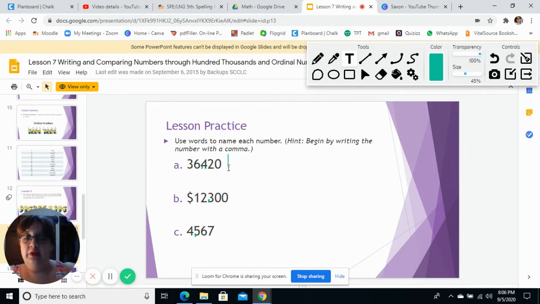So here, let's do this first one together. 36. Remember, we need to write a dash because it's a 2-digit number. 36. And what do we say? 1,000. And we add our comma. And then 420.